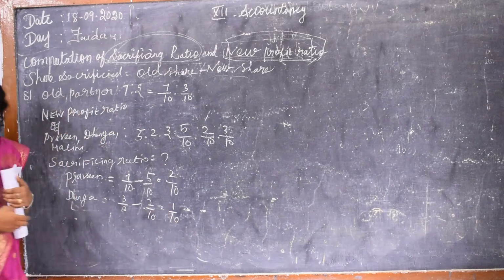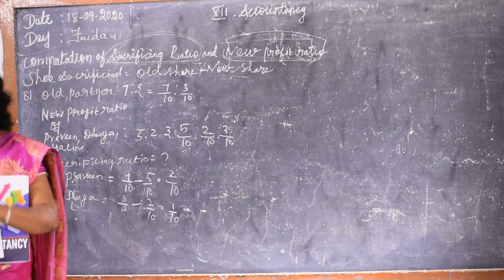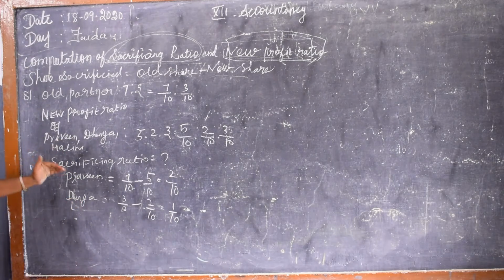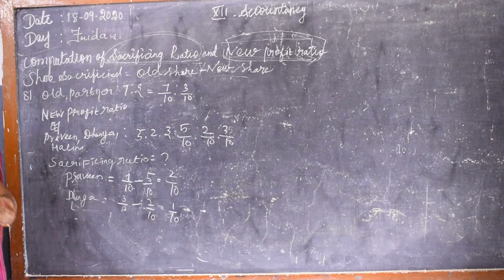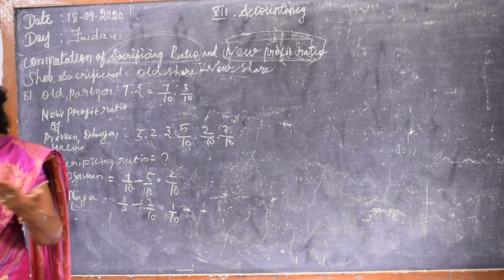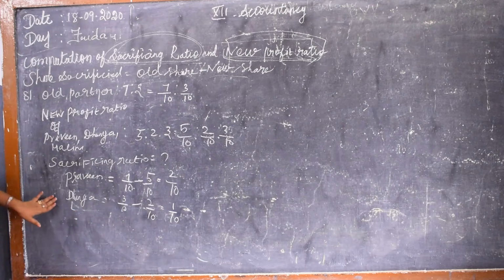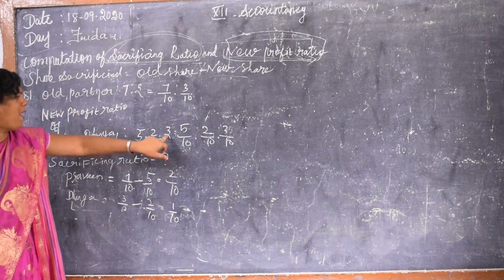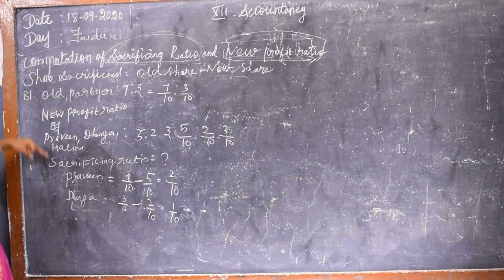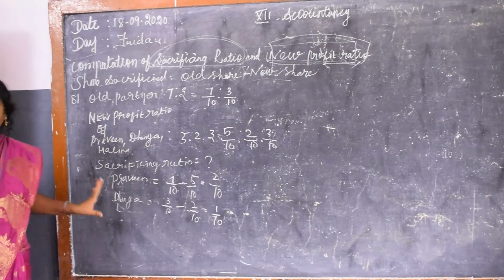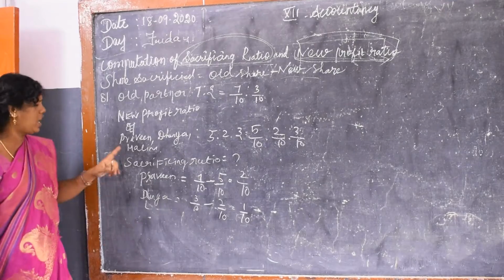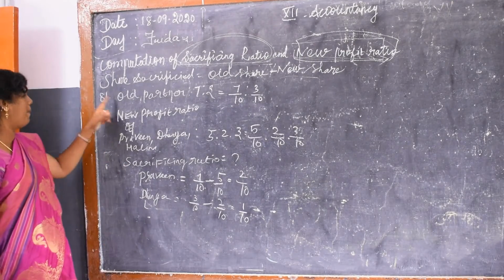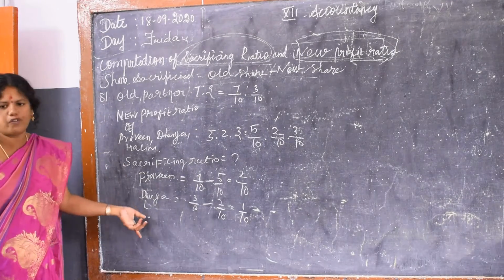In this question, they have asked only the sacrificing ratio. I have told you we have to find out the sacrificing ratio, and then only we should move to the new profit ratio. See, in this sum they have already given the new profit sharing ratio 5:3:3. This 3 part comprises Malini's. So in the sum we are going to find out only the sacrificing ratio made by Praveen and Danya in favor of Malini.